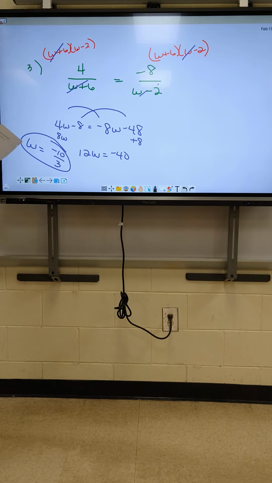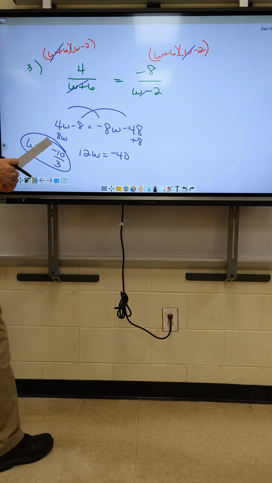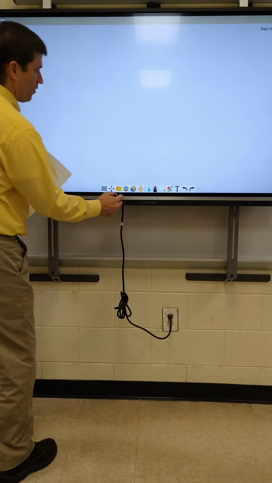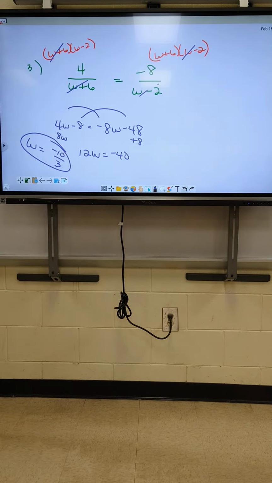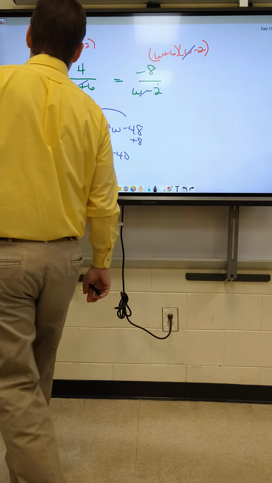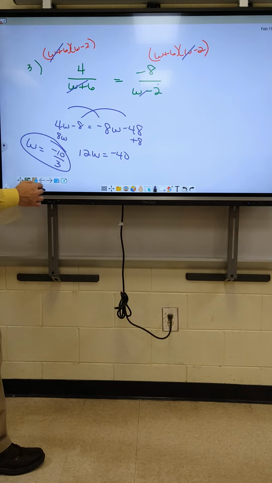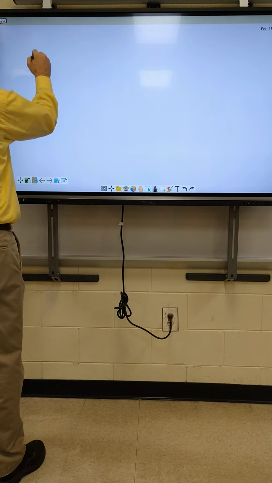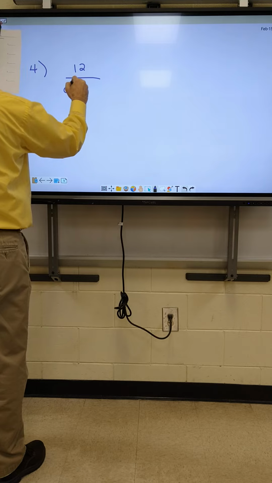All right, so where 3 I thought was the easiest problem on the front, 4 looks like it should be the hardest problem on the front. Let's go to 4. You got to factor the bottom on the one that's got an A squared. Everybody got it?